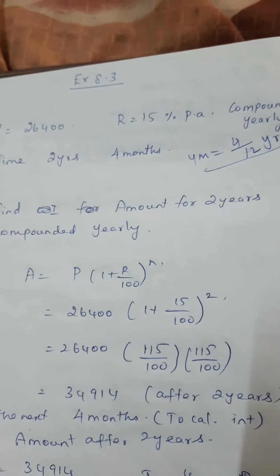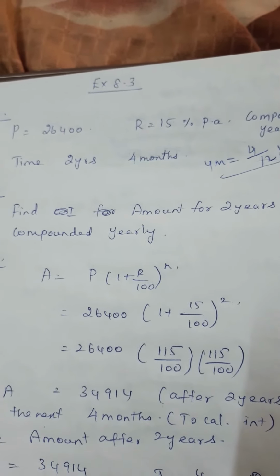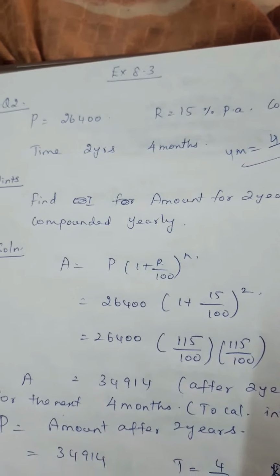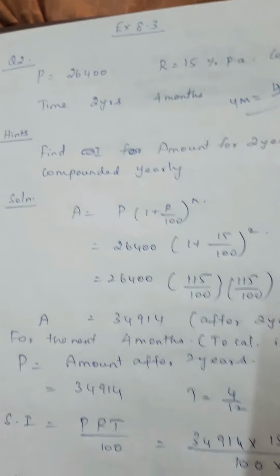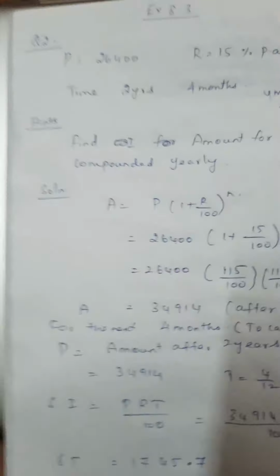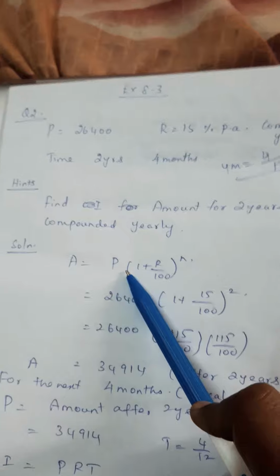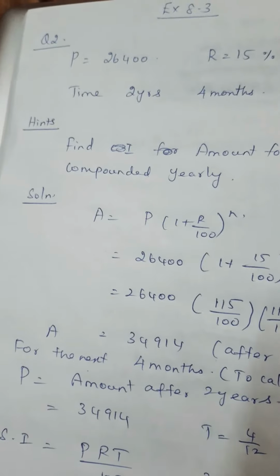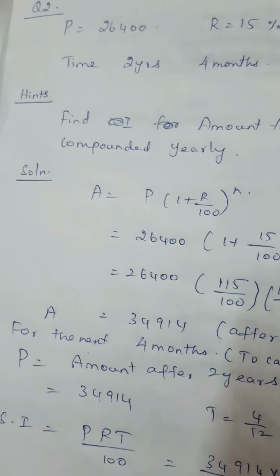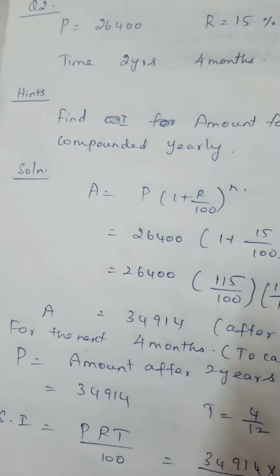So what we have to do, like the previous one, is find the compound interest for the first 2 years alone. Now solution: every time you have to write the formula, children, then only it will get registered in your mind. And if you write the formula correctly and make a small mistake in the calculation, at least you will get half a mark for the formula alone. So every time write the formula and then proceed.